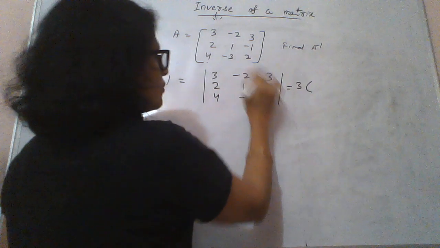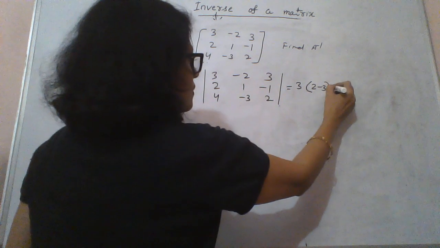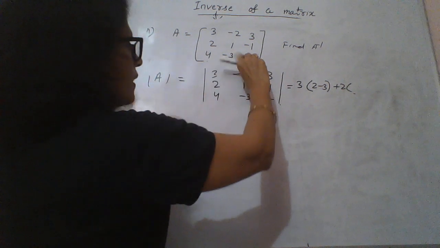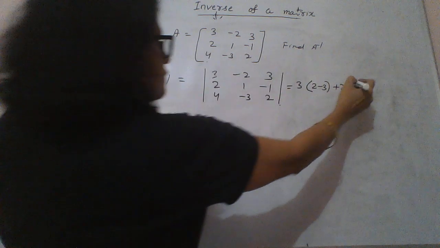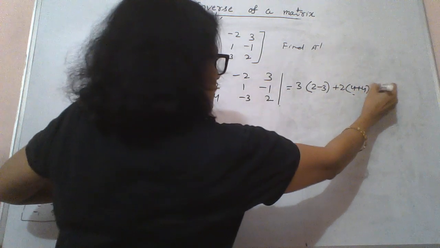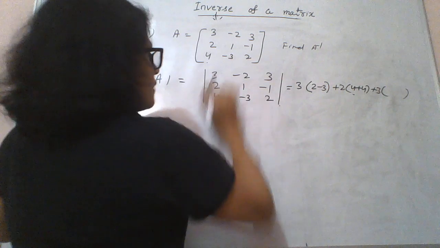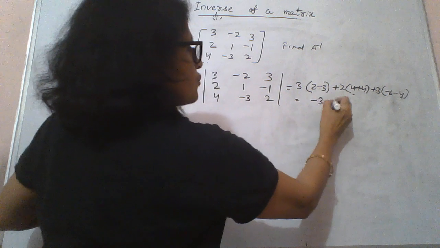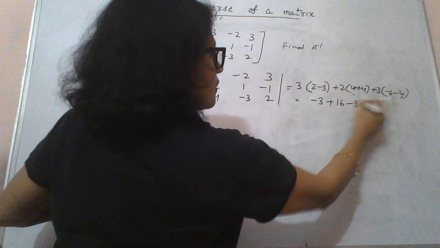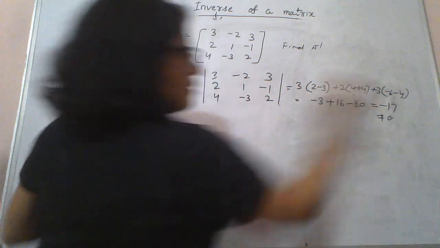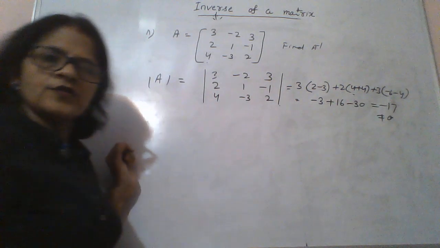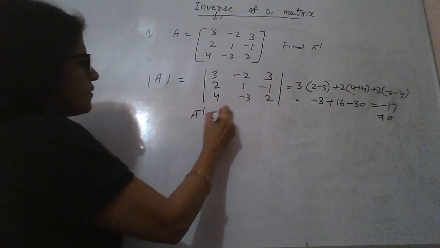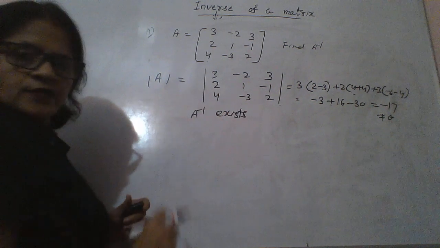So here 3 into 2 minus 3 plus 2. I am taking the first row. So here if you take like this, you are getting 4 plus 4 and plus 3 into, you are getting minus 6 minus 4. Means you are getting minus 3 plus 16 minus 30, minus 17. Okay, so minus 17. Determinant is non-zero. It means this is a non-singular matrix. So A inverse exists.